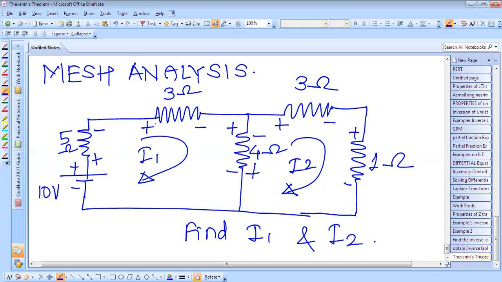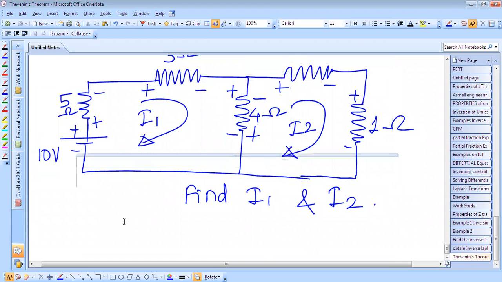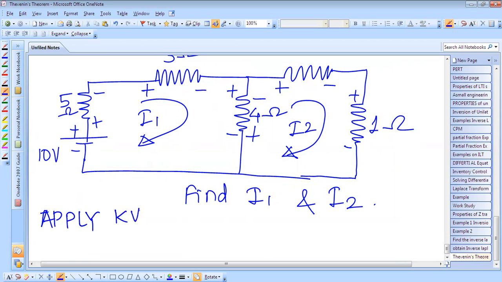Whenever we apply the KVL in this direction, negative to positive, we are going in the positive direction, and after that positive to negative means there is a drop in voltage. There is also a drop in voltage here, and because of this current, there is a rise in voltage. So apply KVL to the first loop.